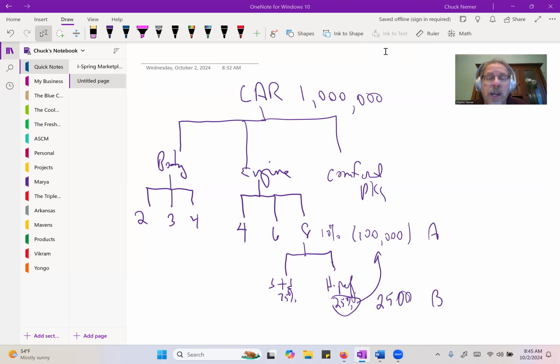So hopefully this helps you understand what we mean by multi-level or two-level master scheduling.